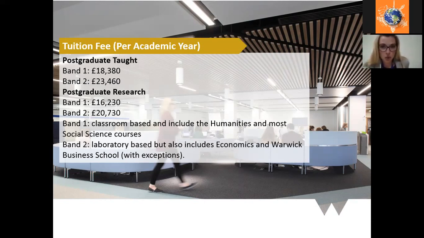So postgraduate taught courses, that would be what we're looking currently at, 18,300, that would be band 1. They are classroom-based, and they include humanities and most social sciences courses. That would be your cultural policy studies, that would be your education. 23,460, there will be laboratory-based classes, but also includes economics, Warwick Business School as well. So that would be your engineering and computer science as well.